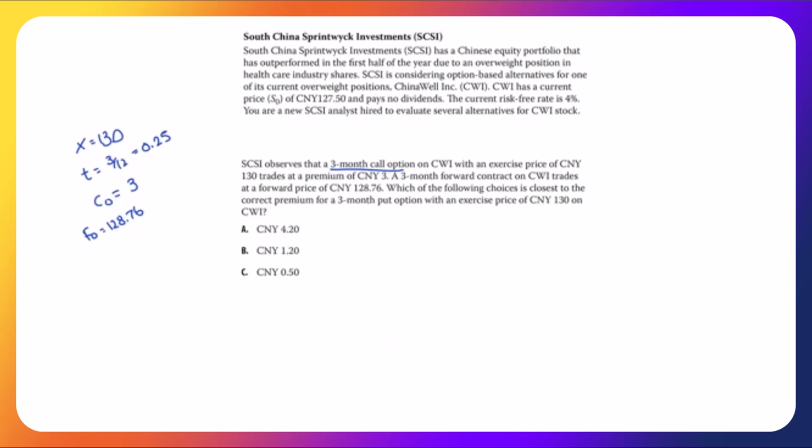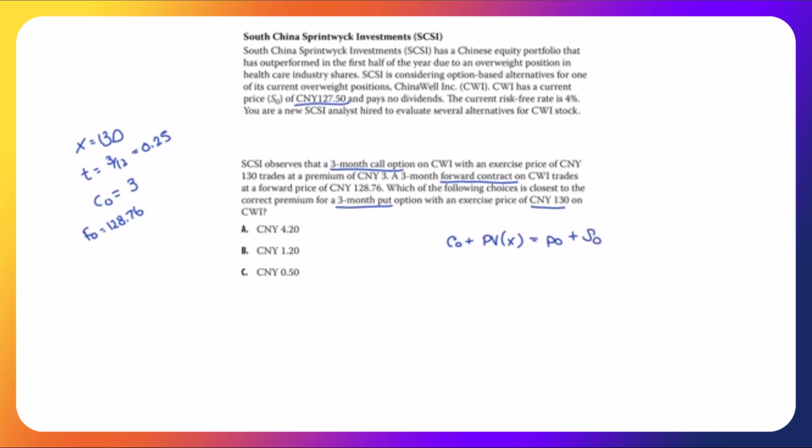Which of the following choices is closest to the correct premium for a 3-month put option with an exercise price of CNY 130? So same expiry, same exercise price, we're going to use put-call parity. Now, to be fair, they've thrown a forward contract in here, so I think their aim is to say, let's make sure you have to do a question using forward put-call parity. But we've also got the underlying, so there's absolutely no need to do that. If you're more comfortable with the basic form of put-call parity, let's just do that. Why get involved with forwards?